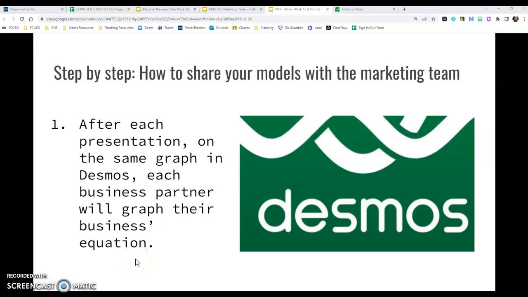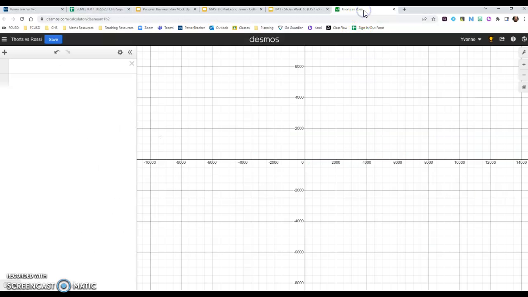So first, when we share our models with our marketing team after you've presented to your group, on the same graph in Desmos, you're going to have each business partner graph their business equation. So with that being said, y equals 17 is how much I paid for each shirt, times how many shirts I'm selling, which is x, minus 2,032. That's my loan amount. Mr. Rossi, who I'm business partnering with, is selling his shirts for $12 each, times however many shirts, and then his loan was for $2,848.